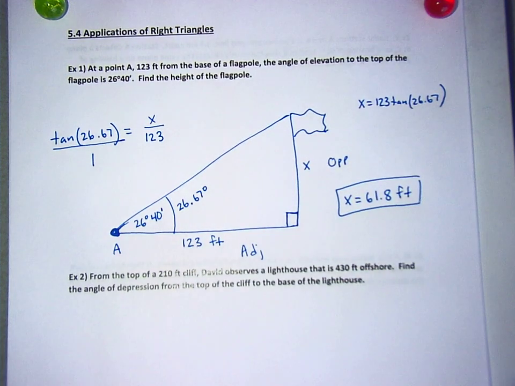Turn to your partner and show them that you got 61.8 feet on your calculator. And everybody has to try this on your calculator because I don't want you to tell me after you do the whole assignment wrong that you were in radians and not degrees. Make sure you're in degrees. Show your partner. 123 times the tangent of 26.67.